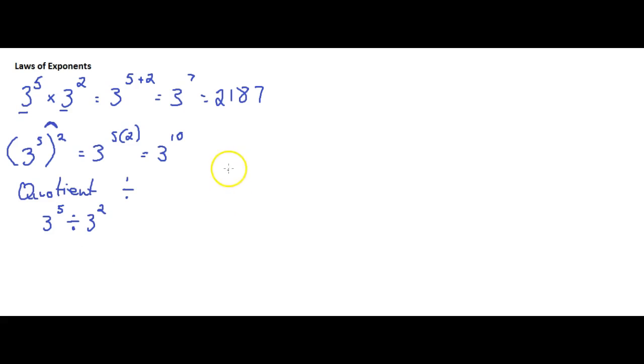It might be more helpful to view this in a different way. This is the same as 3 to the 5 divided by 3 to the 2. Okay, let's write this one out and look at what happens. 3 to the 5, what does that mean again? That means multiply 3 by itself 5 times. So 3 times 3 times 3 times 3 times 3, and I've got 5, 1, 2, 3, 4, 5, all divided by 3 squared, 3 times 3.